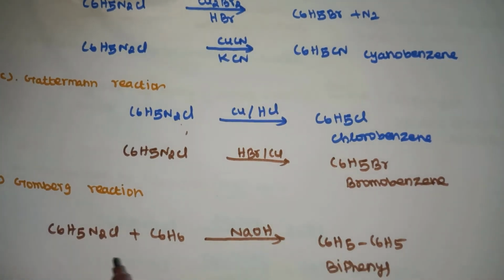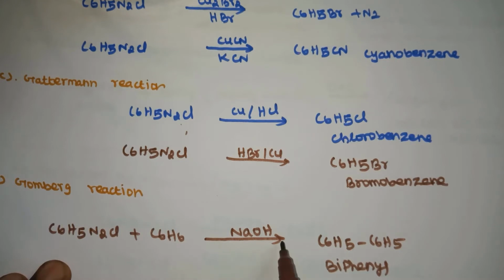Next one is the Gomberg reaction. When benzene diazonium chloride reacts with benzene in the presence of sodium hydroxide to form biphenyl, this reaction is called the Gomberg reaction. Next one is the coupling reaction.